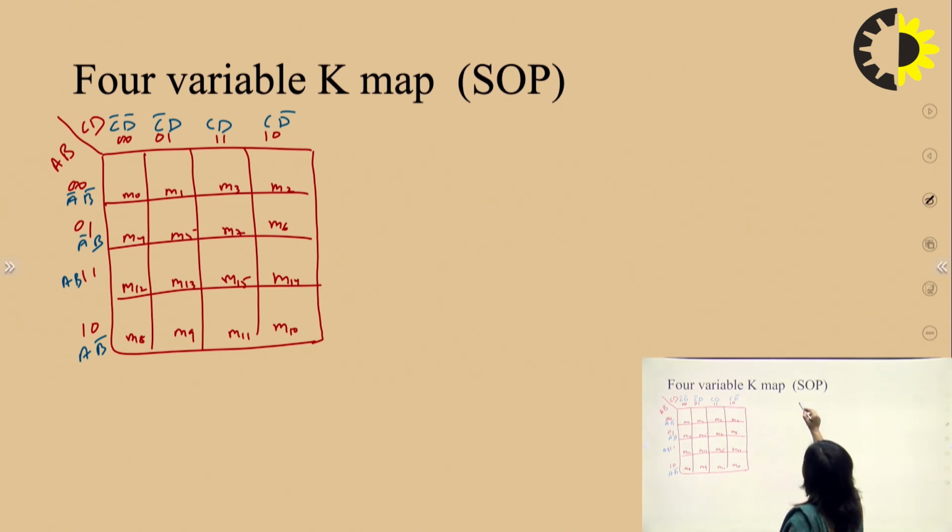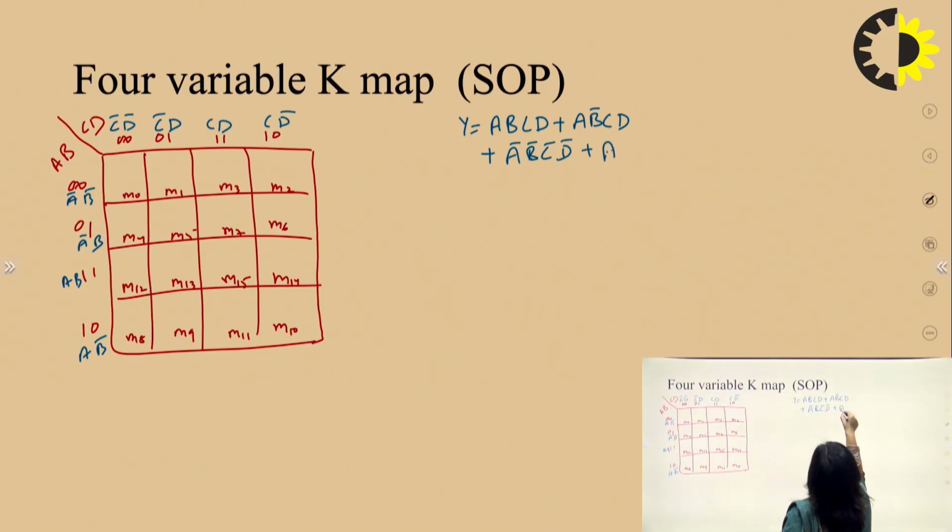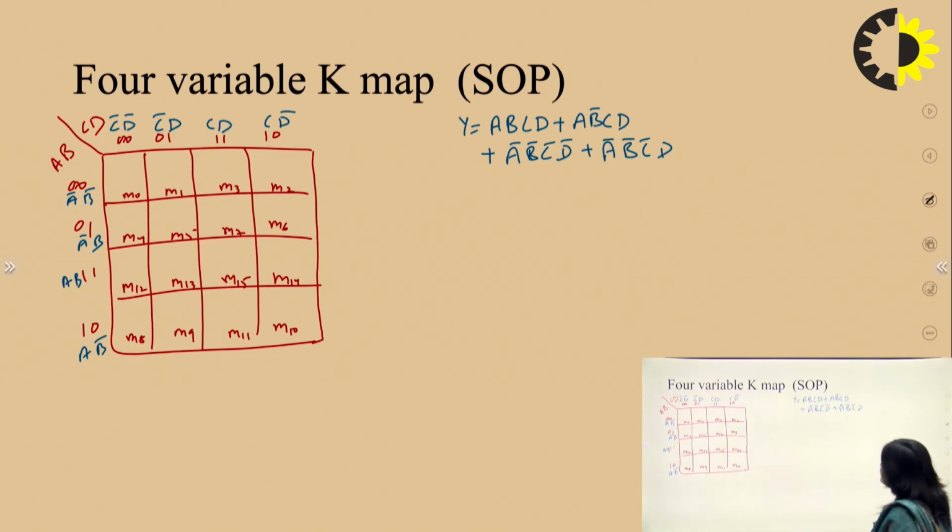we have expressions in the form y is equal to A, B, C, D, A, B bar, C, D, and then A bar, B bar, C bar, D bar plus A bar, B bar, C bar, D. This is the expression, and we have to simplify it. If this expression is not in canonical form, we have to convert it into the canonical form first. Then after that we will put the values of ones in the K-map.